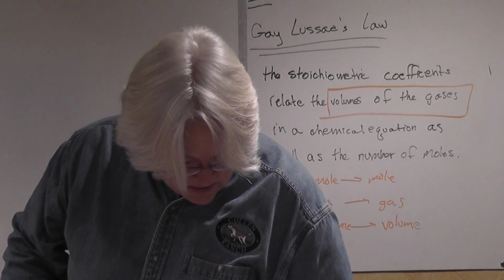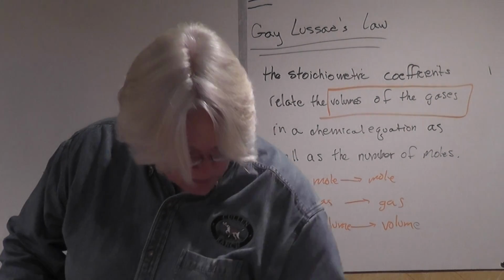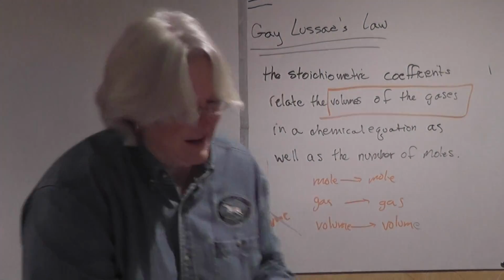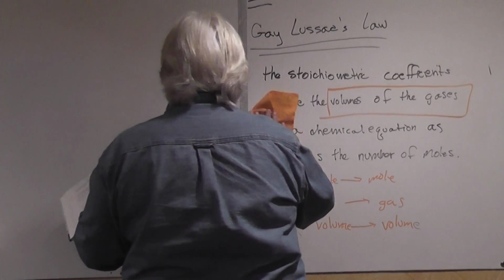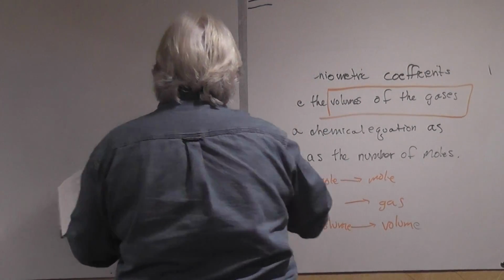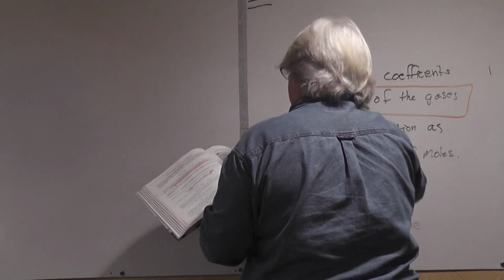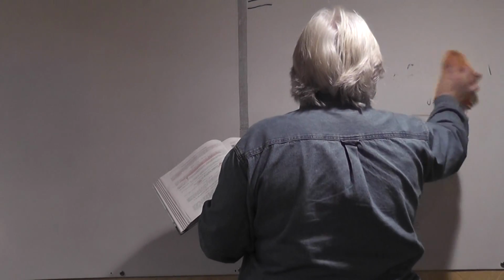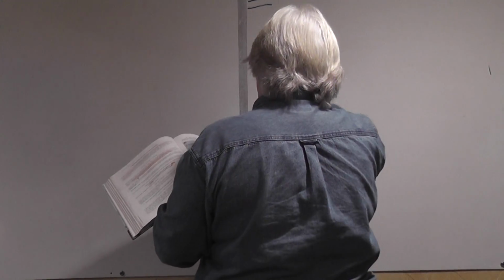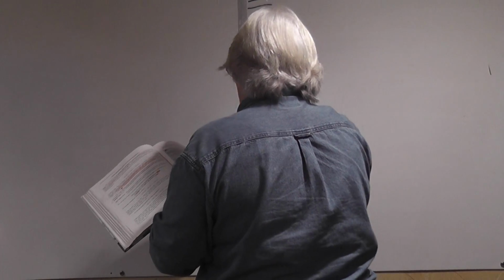Here is an example. Example 6.5. An automobile engine burns gaseous octane, which is C8H18. If an automobile completely combusts 12 liters of gaseous octane in excess oxygen, how many liters of carbon dioxide will be produced? Okay, there's several things going on here that you have to recognize before you even begin to do your problem.